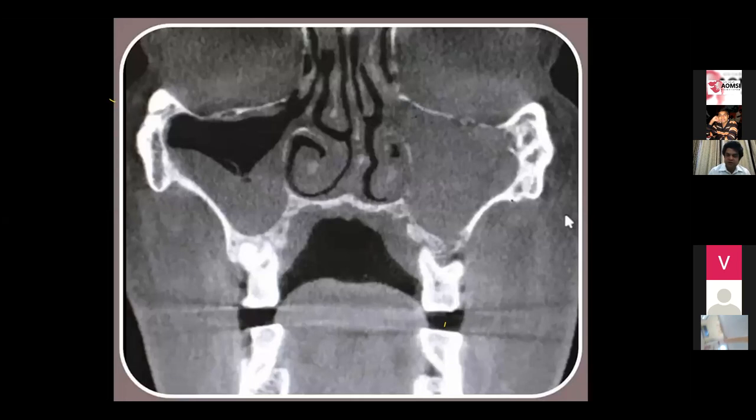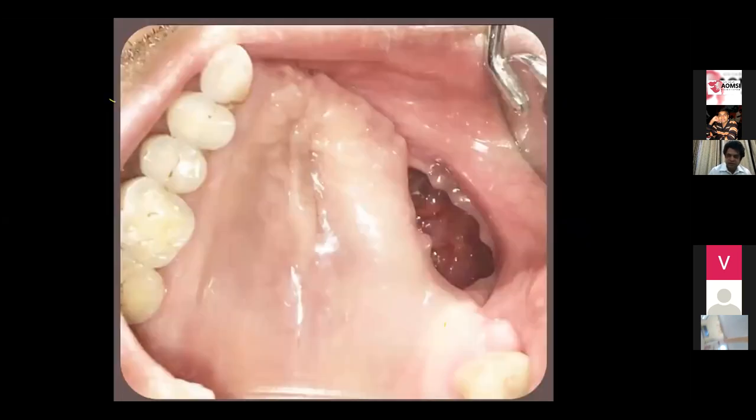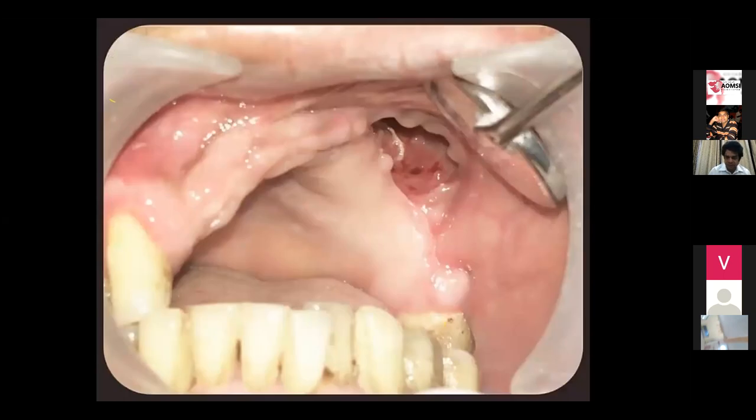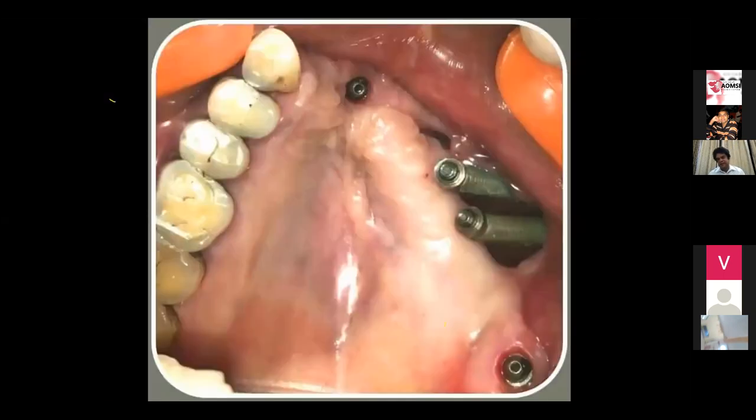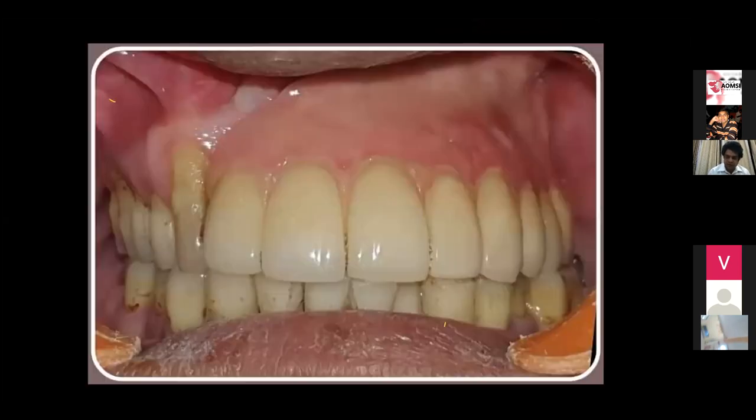So this was his pre-operative CBCT. This was after the maxilla was removed. This was his defect. And then we placed two zygoma, one anterior implant and one pterygoid implant in this case. And we gave the same type of metal ceramic prosthesis years back, just closing the defect with the prosthesis only.